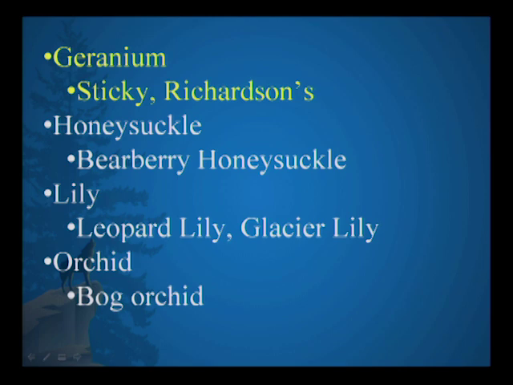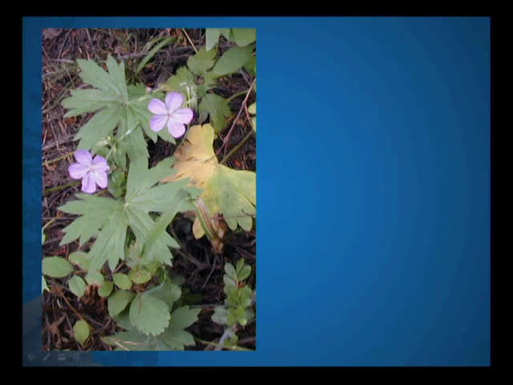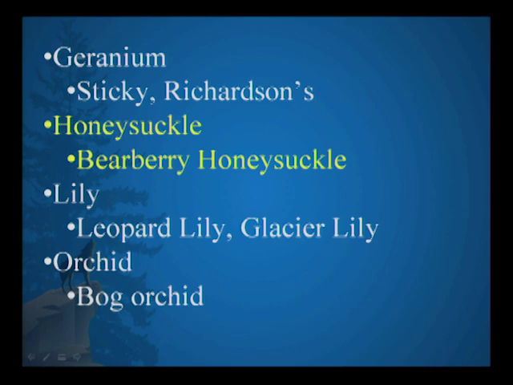Geranium family, lots of geraniums up in the ecosystem. We'll see a lot of geranium flowers. So this is the sticky geranium. Also the Richardson geranium would be another example of geranium. The honeysuckle family, there are a few types of honeysuckles up there. The bearberry honeysuckle would be an example.